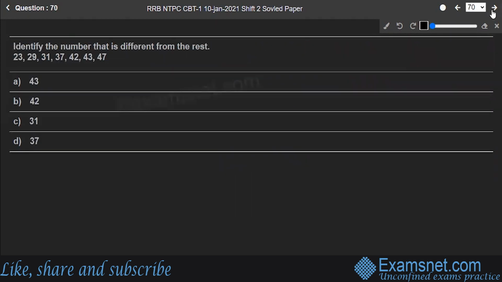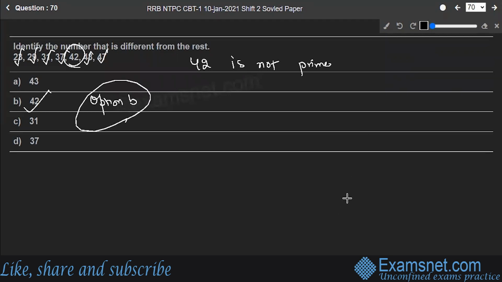You have to identify the number which is different from the rest. Numbers are 23, 29, 31, 37, 42, 43, and 47. If you look at the numbers, definitely 23 is prime, and so are the others. Only 42 is the number which is not prime. So I have 42 as the answer to this question. Hope you understood this, students.